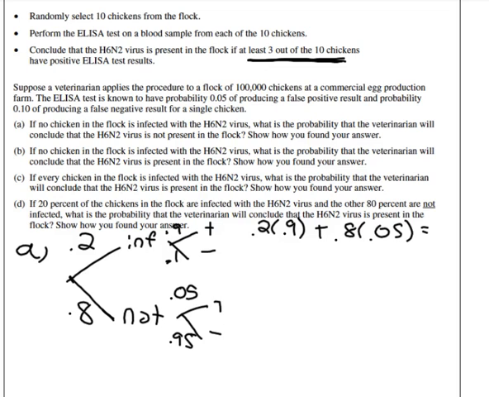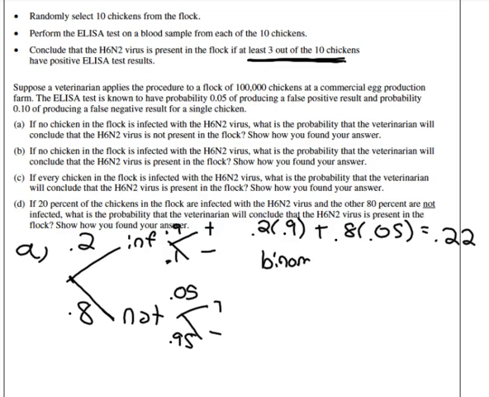Okay, so I type that into my calculator, 0.2 times 0.9 plus 0.8 times 0.05. And I get a probability of 0.22. So for any randomly selected one, there's about a 22% chance that it's going to come back with a positive test result.